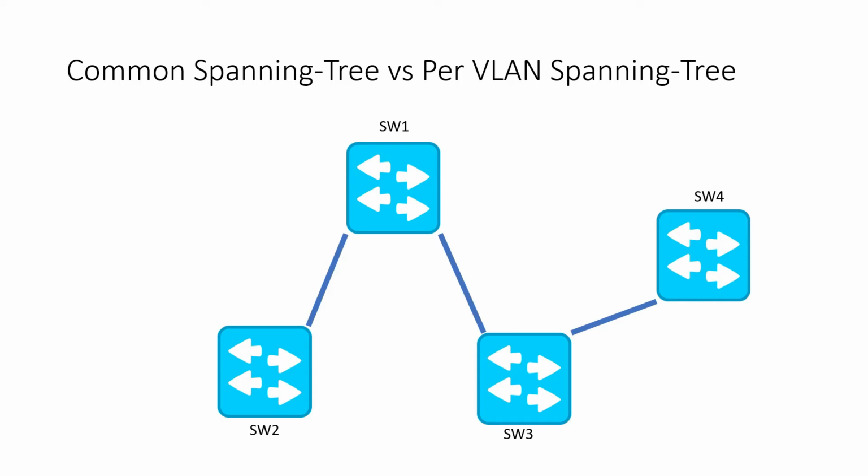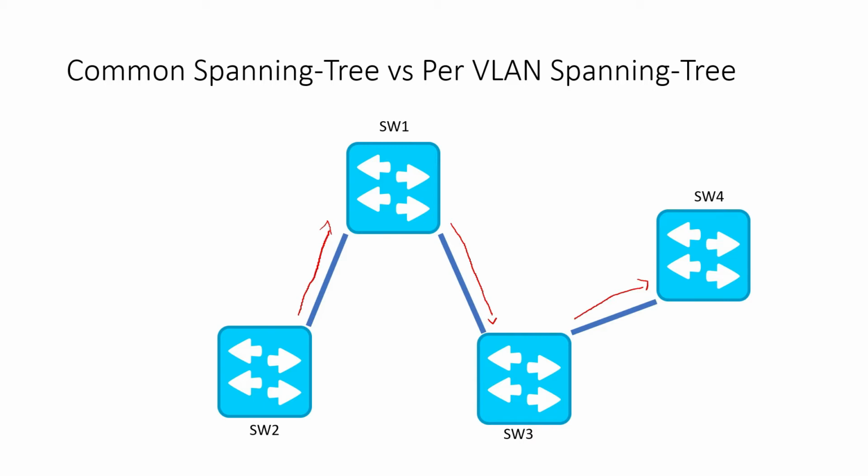So if we have traffic that's trying to come from switch 2 going to switch 4, switch 2 has to send the traffic up to 1, 1 sends it down to 3, and then 3 is going to send it to 4. So based on this tree, we see that the link between 2 and 3 is not part of the tree, and the link between 1 and 4 is not part of the tree. And this is the tree that every single VLAN must use.